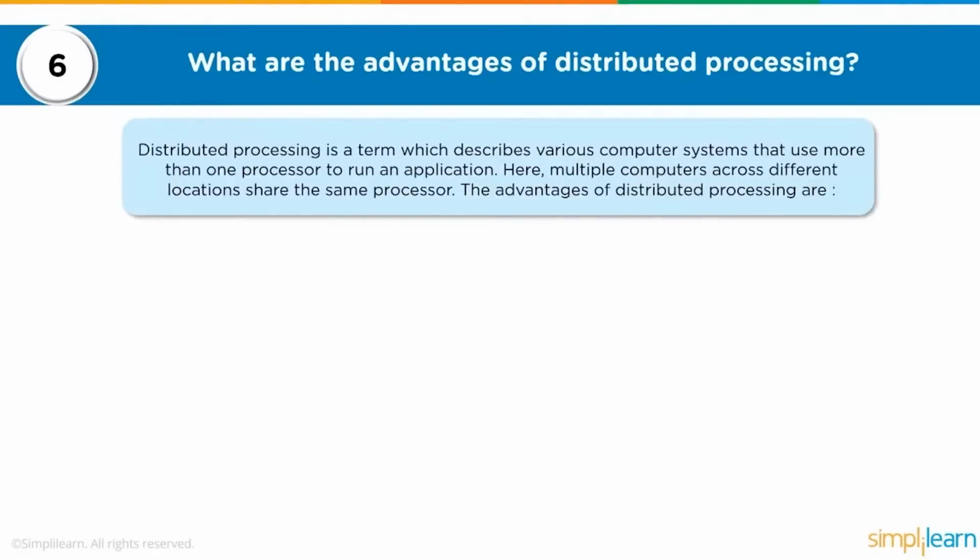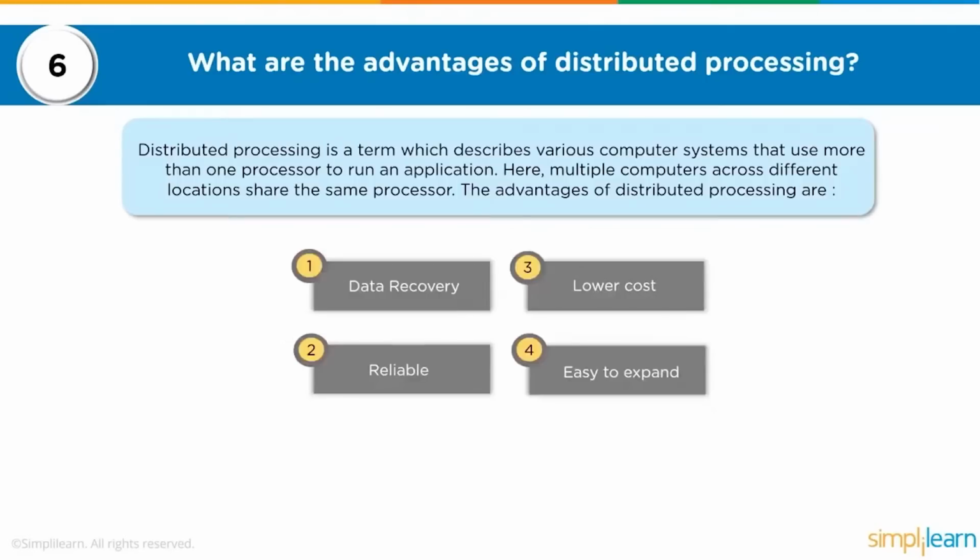Before we go into the advantages of distributed processing, we first have to understand what distributed processing is. It is a term which describes various computer systems that use more than one processor to run an application. Here, multiple computers across different locations share the same processor. The advantages of distributed processing are as follows. But before we go into the advantages, distributed computing is basically where multiple machines pool their resources together to run a singular application. So an application that has multiple resources and can scale up and scale down as and when required.